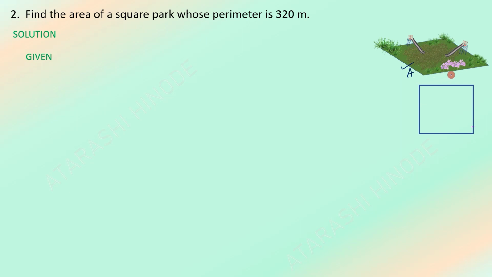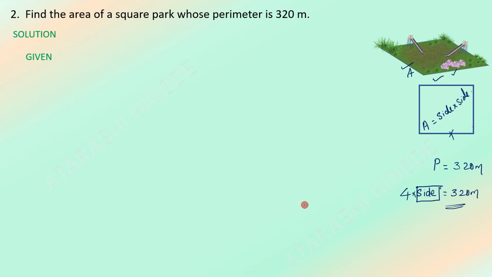For finding the area, we need the length of one side, because we know the formula for finding the area of a square is side into side. But here, the length of one side is not given. Instead, its perimeter is given. That is, the perimeter of this park is 320 meter. But we know the formula for finding the perimeter of a square. It is 4 into the length of one side, and here it is given as 320 meter. From this we can find the length of one side and thus we can find the area of this park.